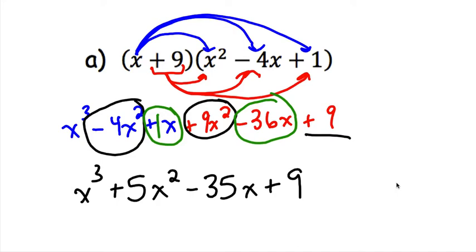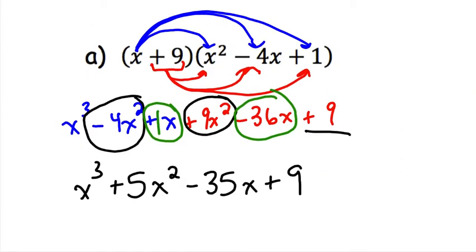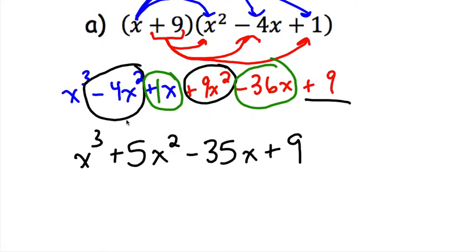And then we combine like terms, but instead of there being 1 set of like terms, like we saw here, we had 1 set of like terms here in the middle. Now we have 2 sets of like terms. You can see here I have them circled in black and then circled in green. So I have 2 sets of like terms in the middle instead of 1 set, like in the 2-1D notes. Other than that, it's basically the exact same thing.